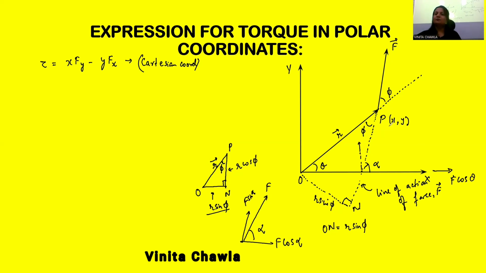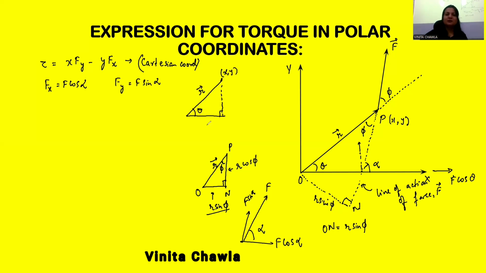F sin alpha. So we can write Fx as F cos alpha and Fy as F sin alpha. Similarly, we can write x and y in terms of theta. Again, look at this triangle. This angle is theta. This is vector R. Coordinates of this point are x, y. So we can write x as R cos theta, and we can write y as R sin theta.